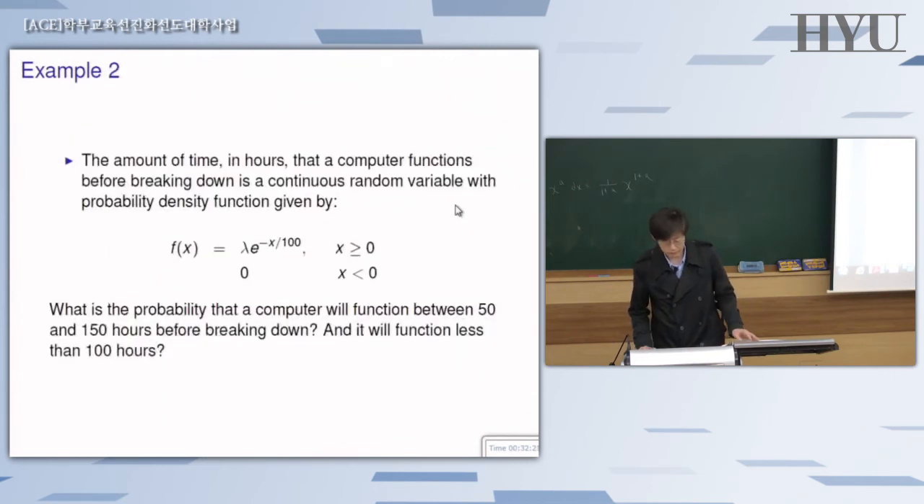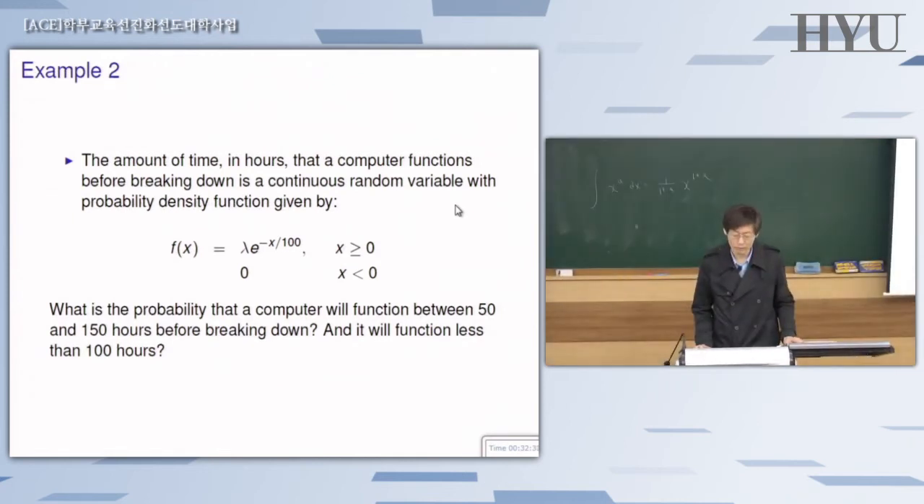Second example, with a personal computer, it's supposed to function some hours without any problem, and finally breaks down. So the lifetime of this computer, PC, can be modeled as a continuous random variable, and its lifetime is x. So that's this random variable x. And then the ensuing probability density function of this x can be specified like this one.